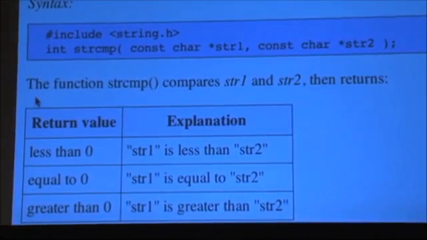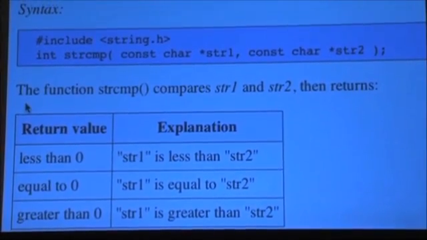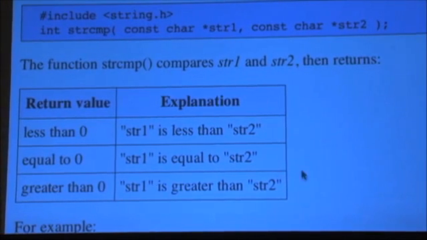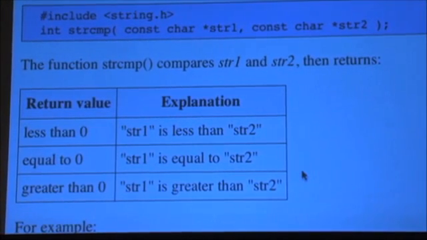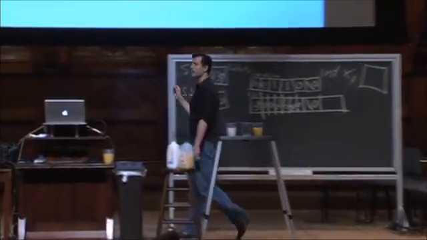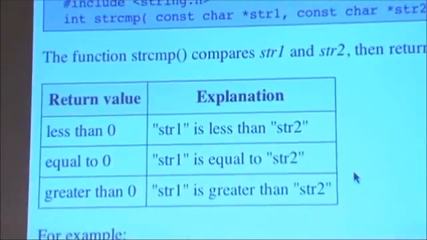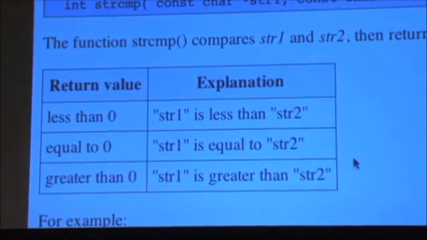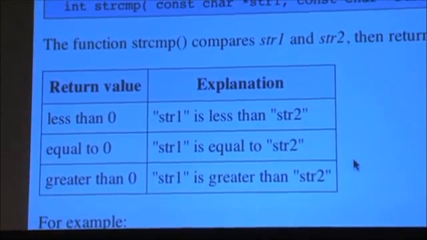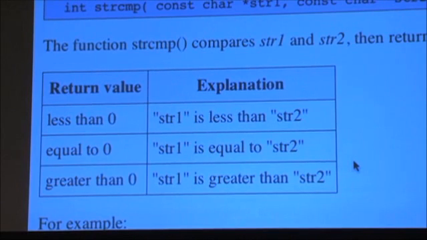So here's the summary. The function strcomp compares string 1 and string 2 and then returns. So this is interesting. It doesn't return a Boolean. It actually returns one of 3 values. So string comparison will return 0 if what's the case? If str1 is equal to str2. And in this context of the documentation, it means literally equal, like the words are the same in a human sense. But it will also, just to help you out, return less than 0.